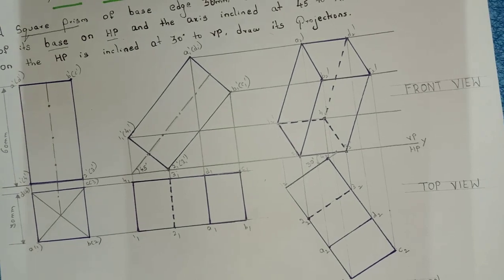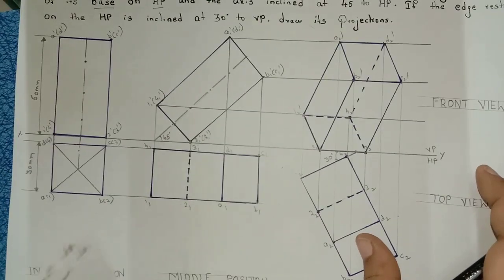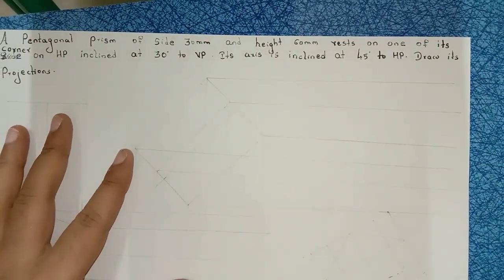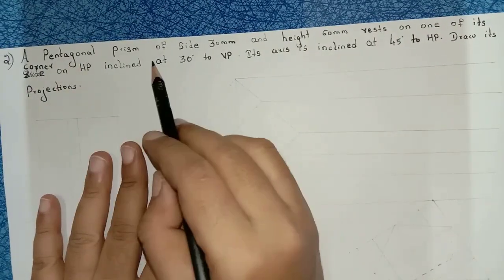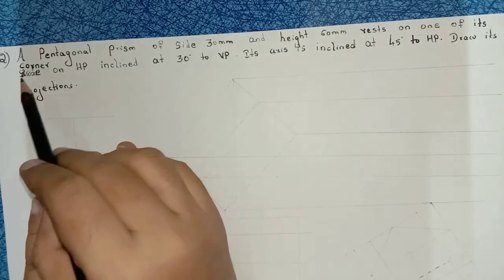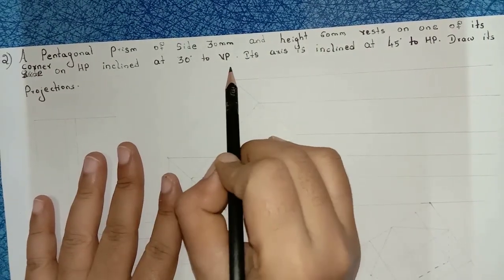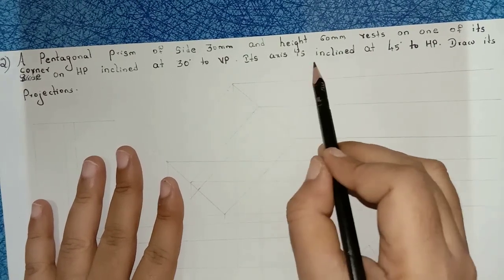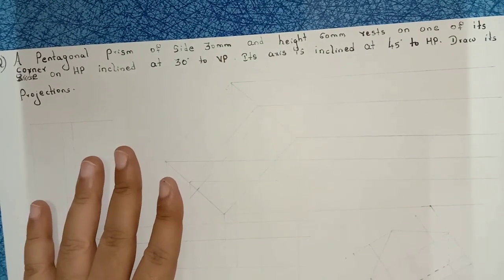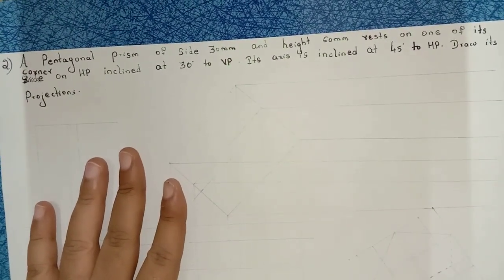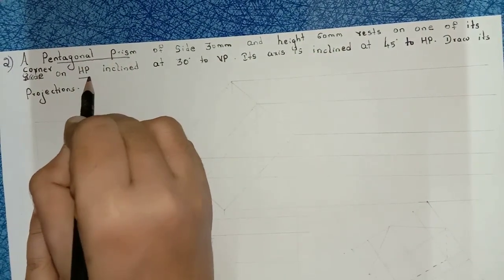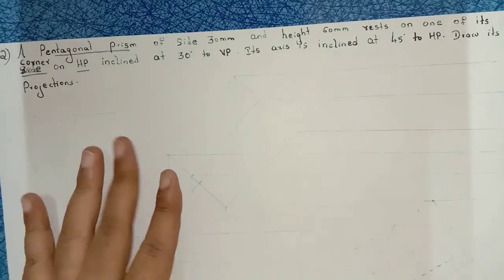Right, so let us see the next question here. A pentagonal prism of side 30 mm and height 60 mm rests on one of its corners on HP, inclined at 30 degrees to VP. Its axis is inclined at 45 degrees to HP. Draw its projections. In this question, they asked to construct a pentagonal prism on HP. The condition is the corner should be on HP.